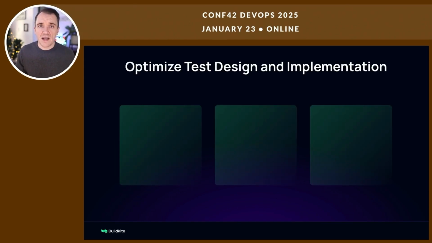So the first thing we have here is test atomism, or making your tests atomic. Primarily this is going to be relevant to unit tests, but there are also some atomic principles that we can apply to your integration tests and end-to-end tests as well.